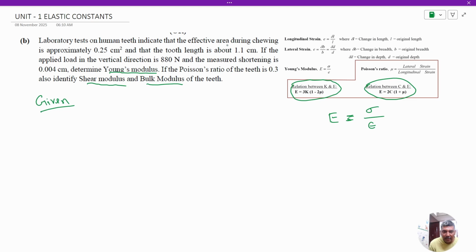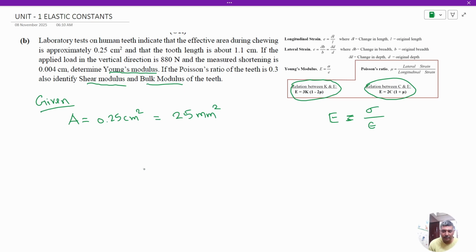Effective area during chewing is 0.25 centimeter square. This is the cross section area. How will you convert this into millimeter square? Converting one centimeter to millimeter, you multiply by 10. Since it is centimeter square, you have to multiply by 100. So 0.25 into 100 gives 25 millimeter square. Okay, the cross section area is 25 millimeter square.